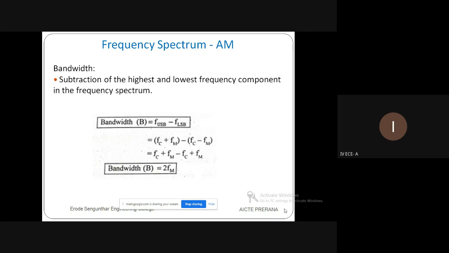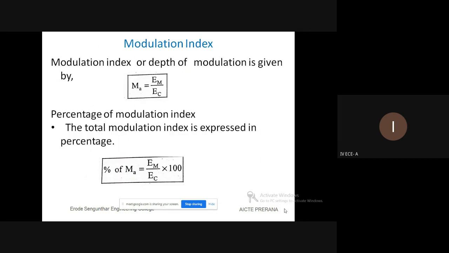Bandwidth is the difference between the highest and lowest frequency components in the frequency spectrum. Bandwidth is equal to f_USB − f_LSB. If you solve, you get the bandwidth of the amplitude modulated signal as 2f_m. Modulation index, or depth of modulation, is given by m_a = E_m/E_c, and it can also be represented as a percentage: percentage of m_a = (E_m/E_c) × 100.